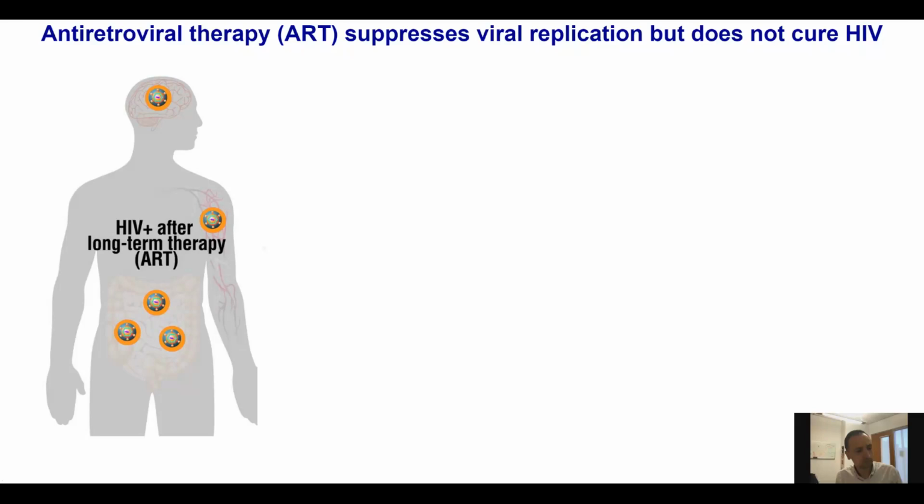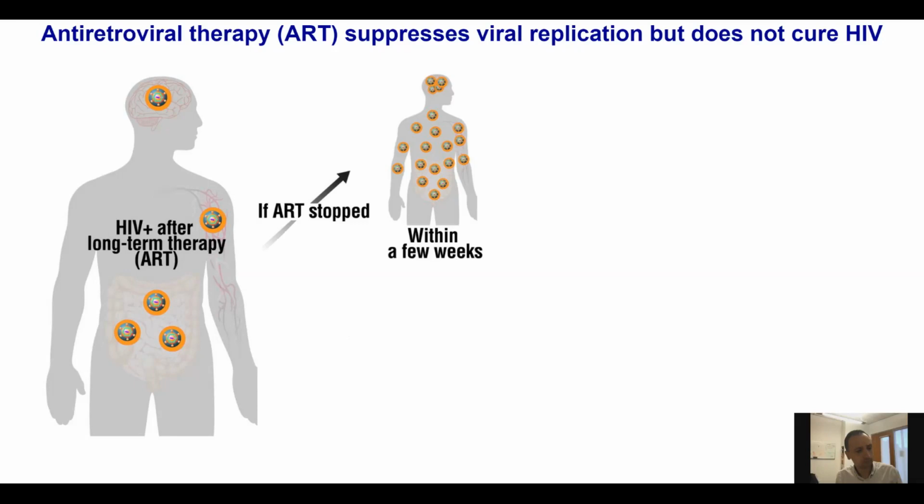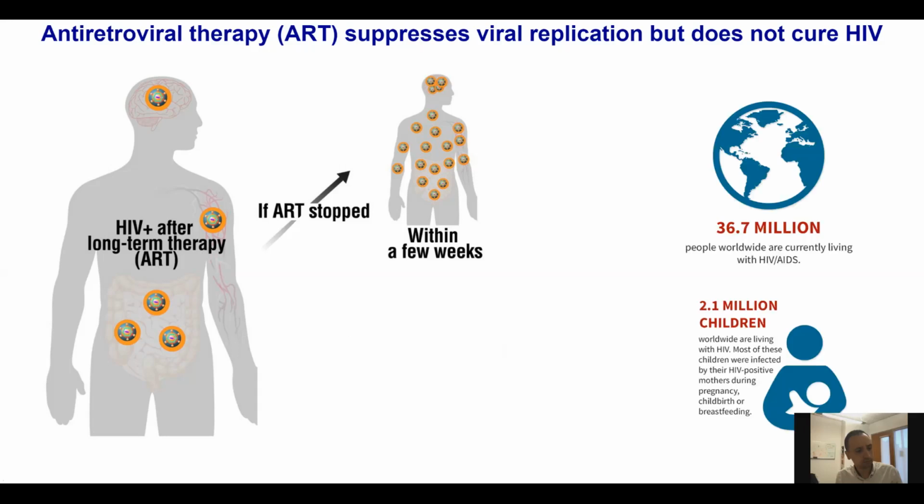But because of those cells, regardless of how many years in therapy, once stopping it, the virus rebounds within a couple of weeks. It doesn't matter if the patient was on therapy for 5 years, 10 years, 15 years, once stopping therapy, the virus will rebound very quickly. So lifelong therapy is necessary for those 37 million people living with HIV worldwide, including 2 million children.